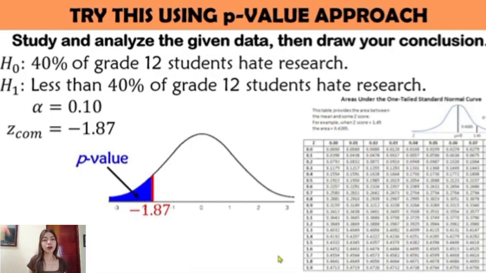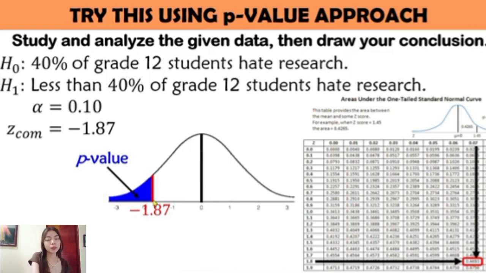Let's bring out our z-table. Let's look for positive 1.87 instead, so 1.8 and 0.07. So the area is 0.469. This area again is from the mean up to negative 1.87, and we don't need this area. What we need to compute is the shaded region here.